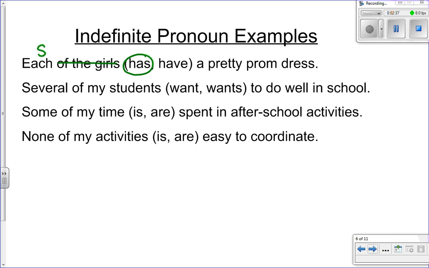In the second sentence, of my students is a prep phrase, so I'm going to get rid of it. Several is the subject. It's more than one. Several is always more than one, so it's plural. So then I'm going to choose that plural verb, want.